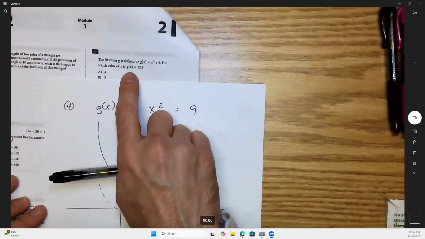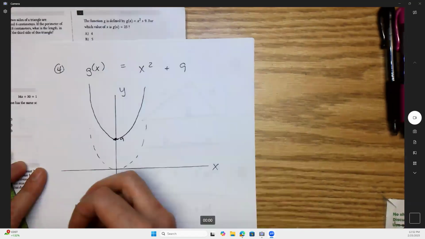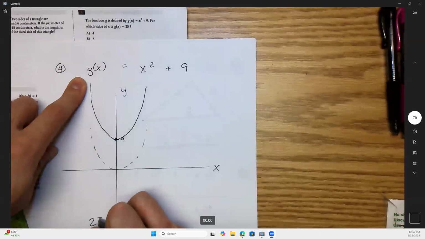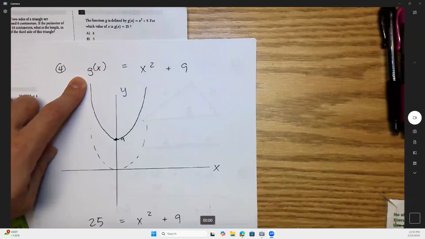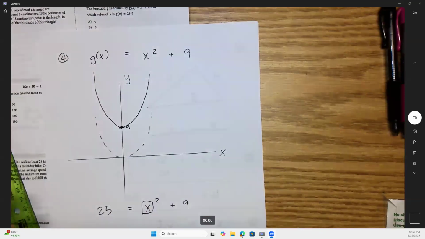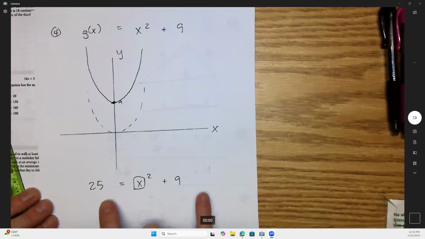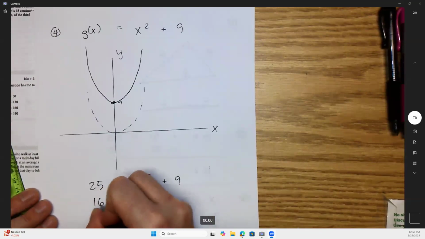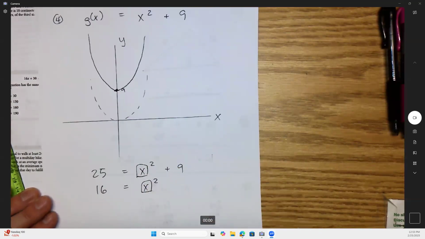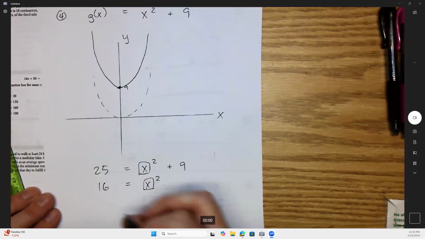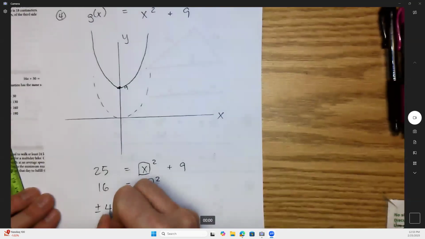Which value of x makes g of x equal to 25? So here, go up here. If I plug in 25, that's equal to x squared plus 9, right? Let's do 2 algebra steps. First step, subtract 9 from both sides. Gives you 16, equal to x squared. And the last step is to take the square root. So plus or minus 4.